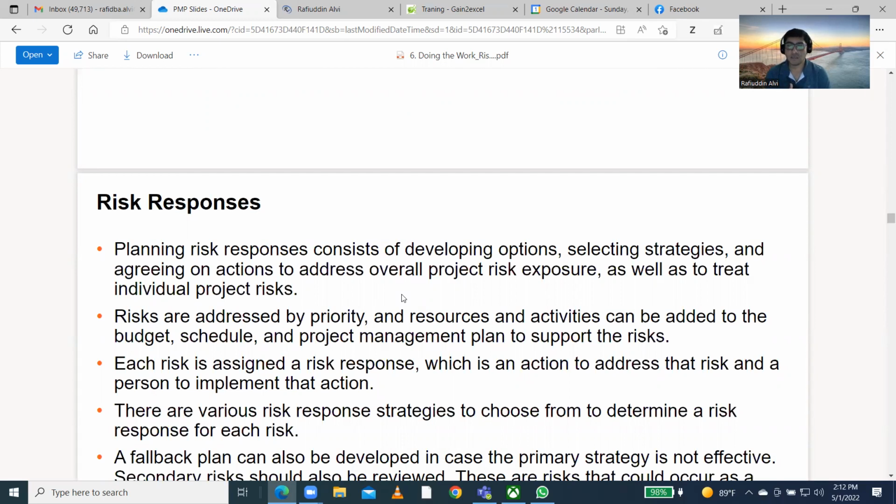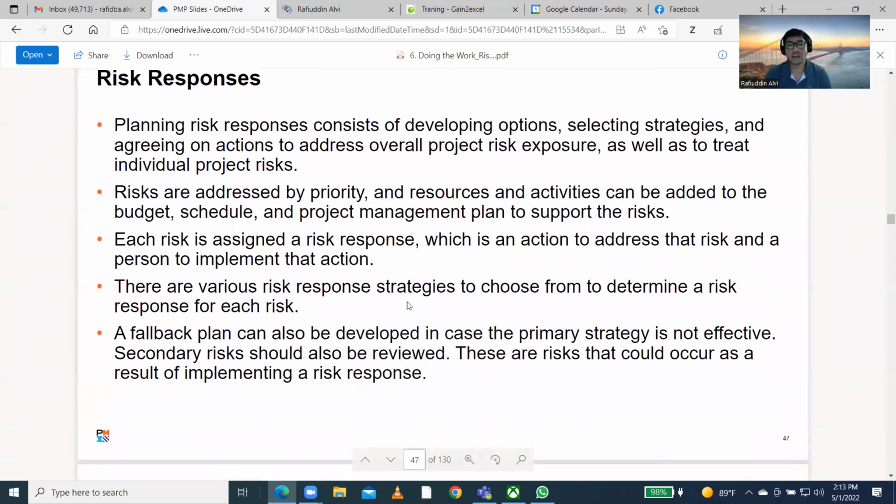Risks are addressed by priority, meaning the most impactful risks in terms of cost and schedule, we'll address first. And then the resources, meaning the impact on resources and the activities on the project. Each risk is assigned a risk response, meaning for each risk, I will follow that response. There are various risk response strategies to choose from to determine a response for each risk.